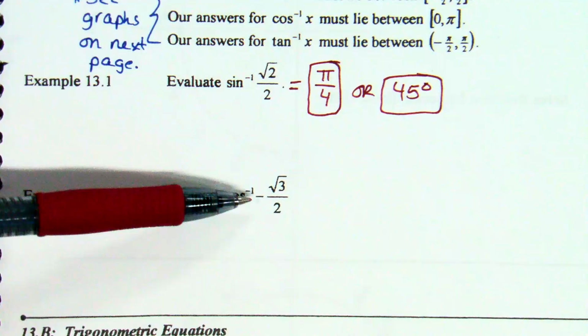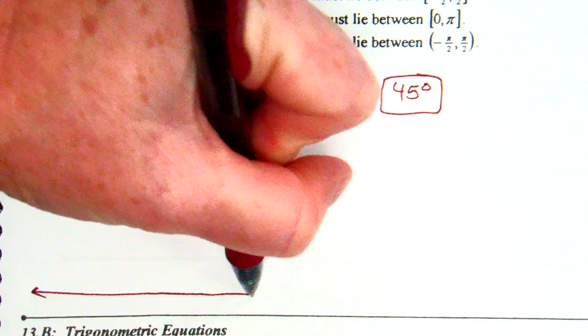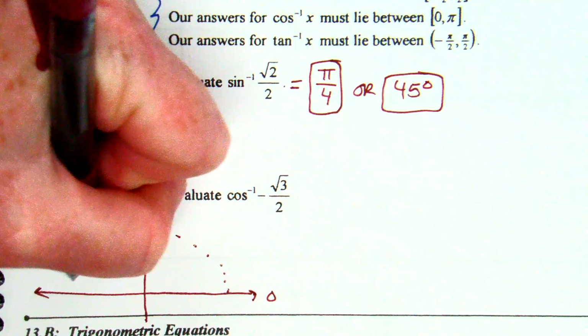Now, is that my answer? No, because that's the first quadrant answer. Okay? Visualize with me. Where are cosine answers allowed to be? The top of the circle, yes? So my cosine answers, this is your visual, can be anywhere from 0 over to pi or 180, whichever you prefer.